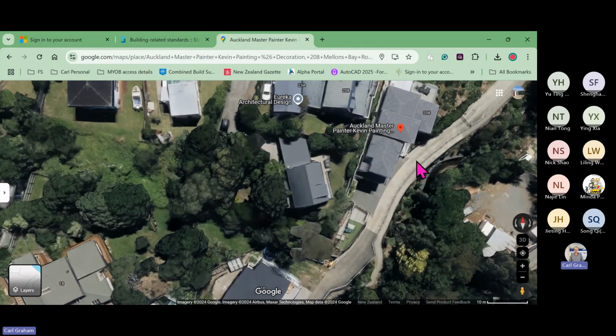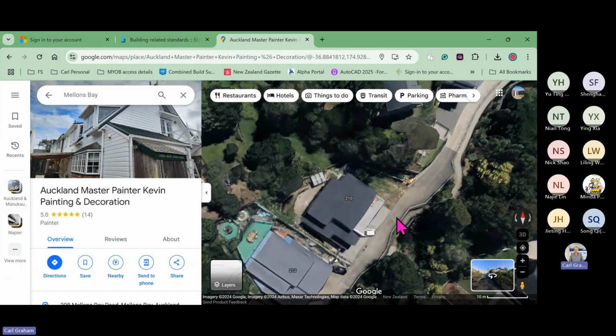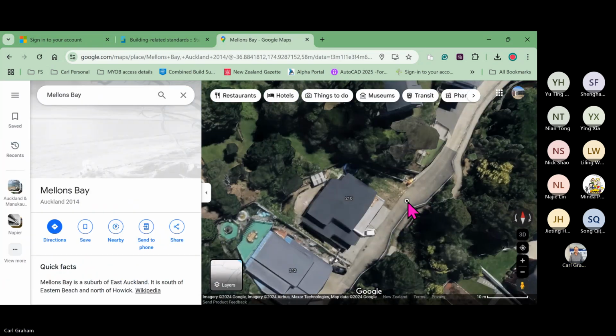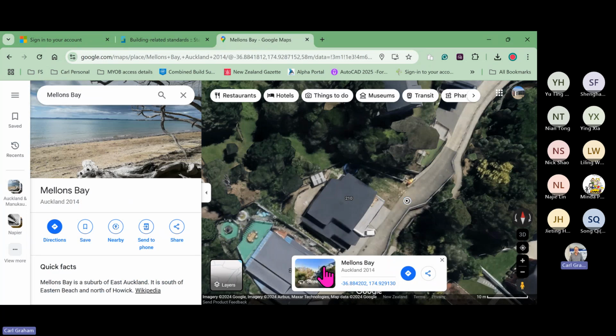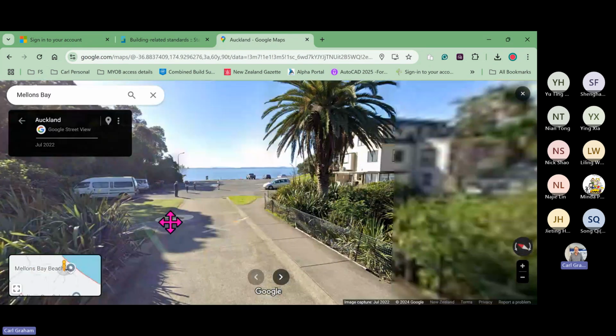I don't think you'll be able to. Oh, you might be able to. Sweet. Let's have a look. And it's okay. So look. Yeah, no, it's not taking us there.